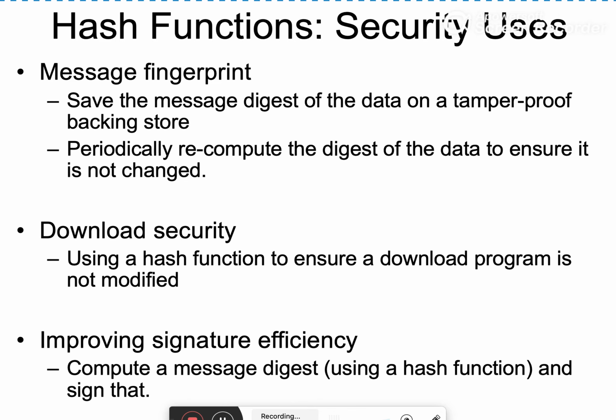Message digest means hash of the data. We store not only the data, not only the message, but also with each message we store the hash of that message, and then periodically recompute the digest of the data to ensure it has not changed.